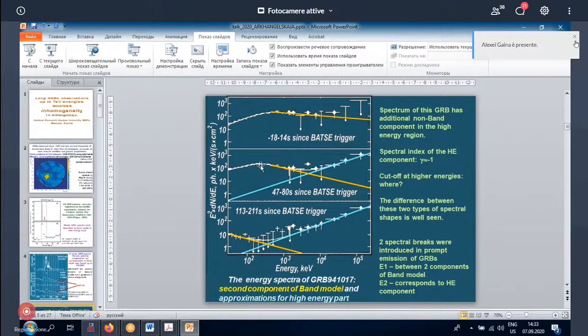Do you see my mouse or not? Yes, we see. Okay. The first break corresponds to the boundary between the first and second Band components, located somewhere. And the second corresponds to the non-Band high energy component of GRB.